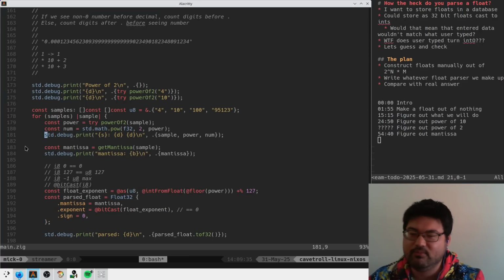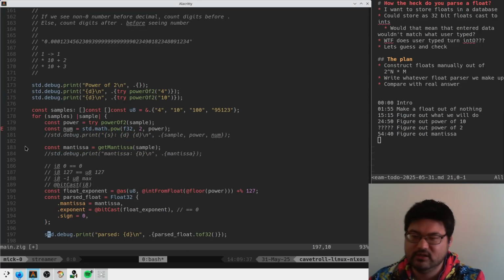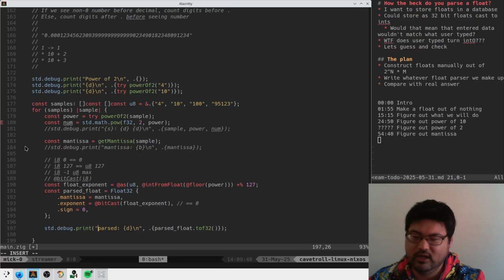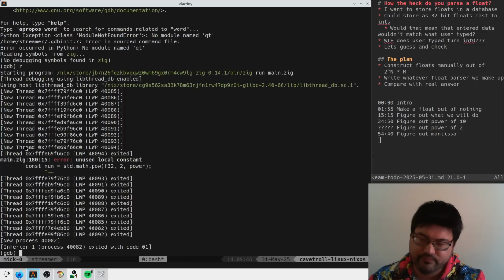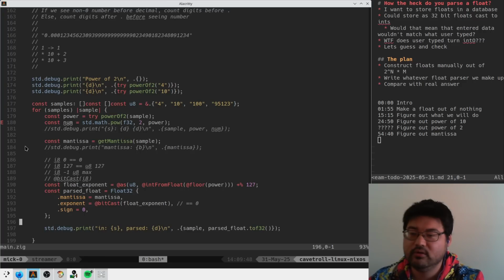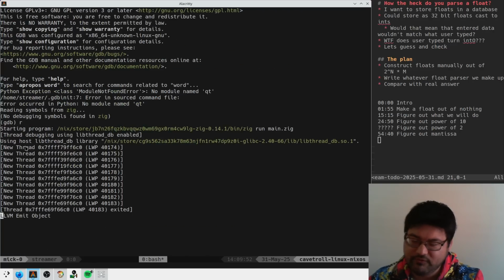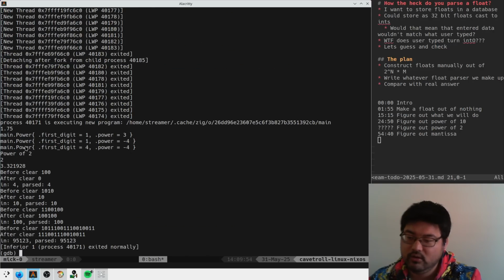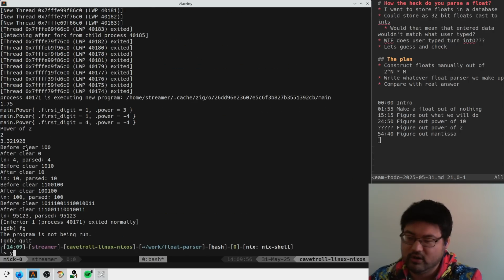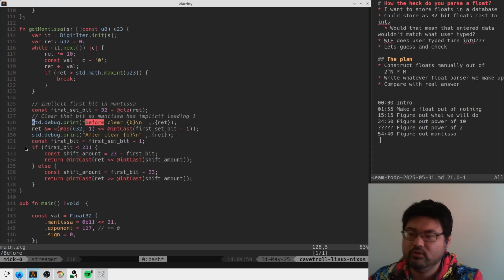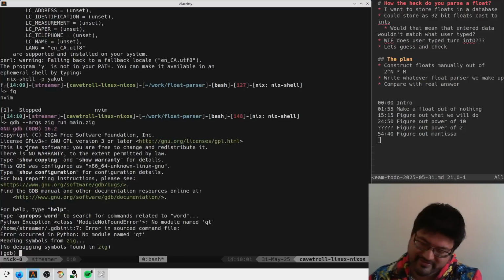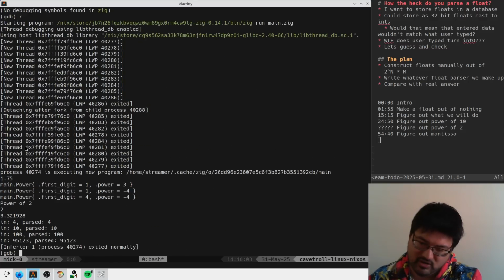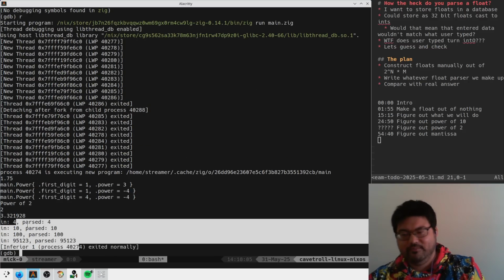Okay, let's get rid of any prints in here that aren't just us. In string parse this. Oops. Did we do it? So let's get rid of those, before clear, after clear. Come on, man. Okay.